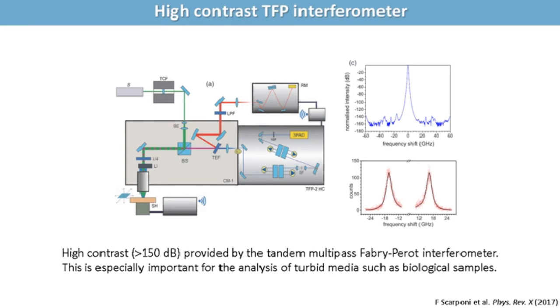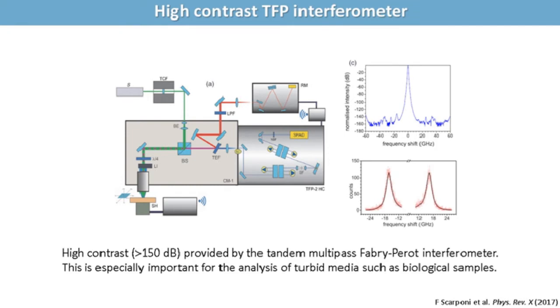We also first introduced the new generation of high contrast tandem Fabry-Perot interferometers a few years ago, with unparalleled contrast for the analysis of turbid media such as biological samples. In this type of implementation, the avalanche photodiode is the detector that provides increased performance over more traditional implementations.